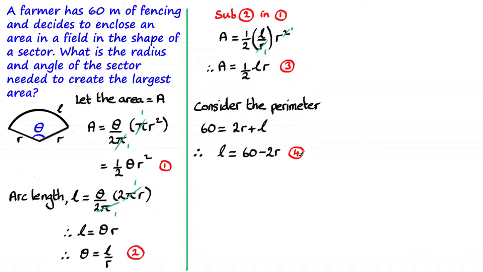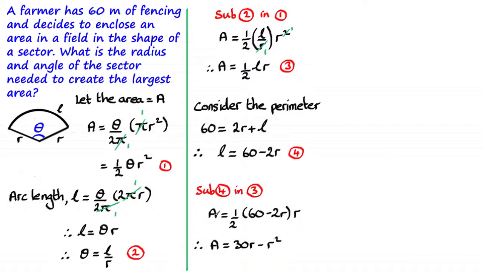What I'm going to do is substitute equation 4 into 3, and we'll get an equation for A in terms of 1 variable, that variable R. So if we do that, there we go. Area is a half times L, which is now 60 minus 2R, times the R. And if you expand this out, you're going to get A equals 30R minus R squared. So after all of that, quite a lot of work, quite a lot of stages, we found the area A in terms of 1 variable.